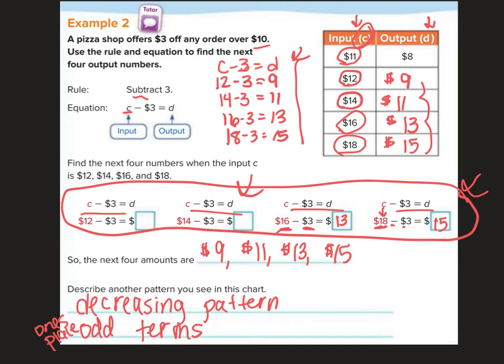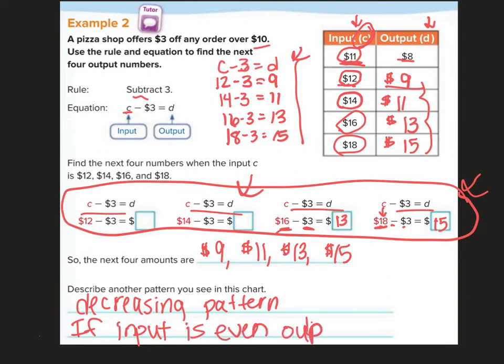So this is kind of interesting. Whoa, look at this. In goes an even number, out comes an odd number. If in goes an odd number, out comes an even number. That's a better thing to put down here. Let's erase this here. So that's what I'm going to put. I'm going to put if input is even, output is odd.